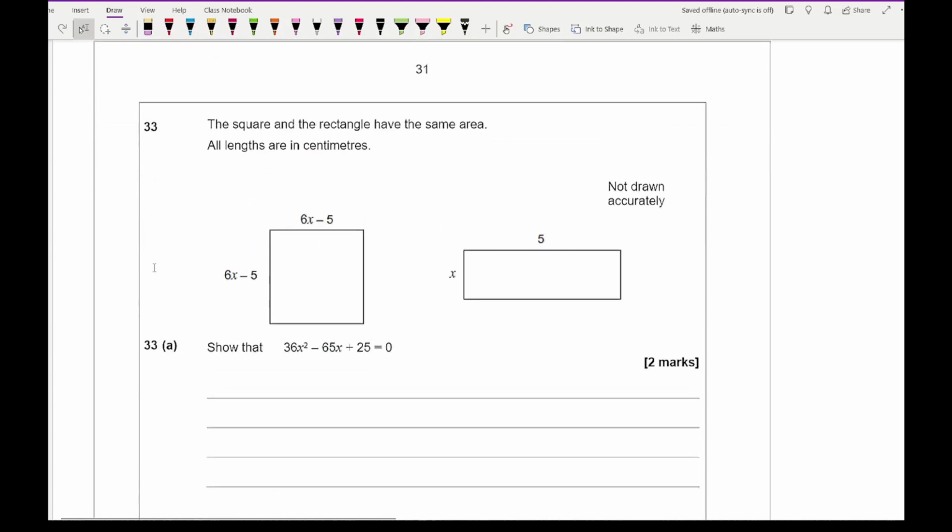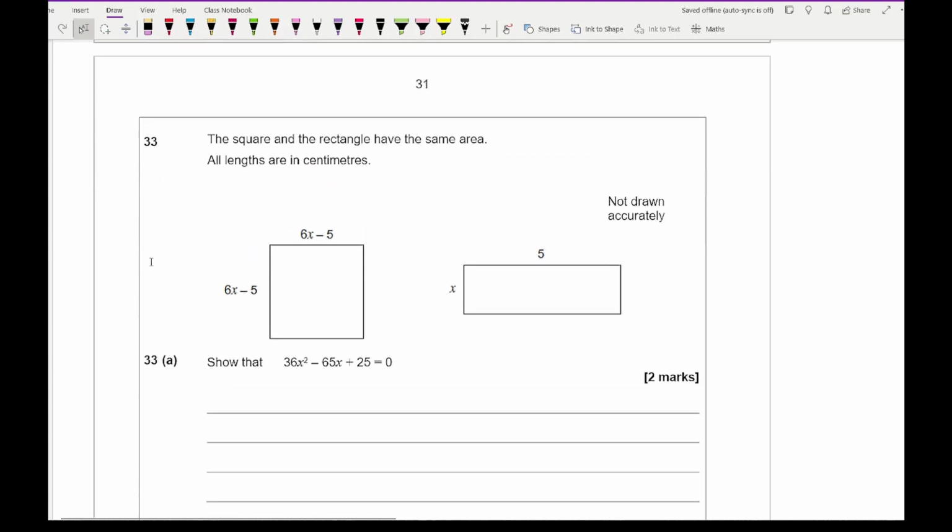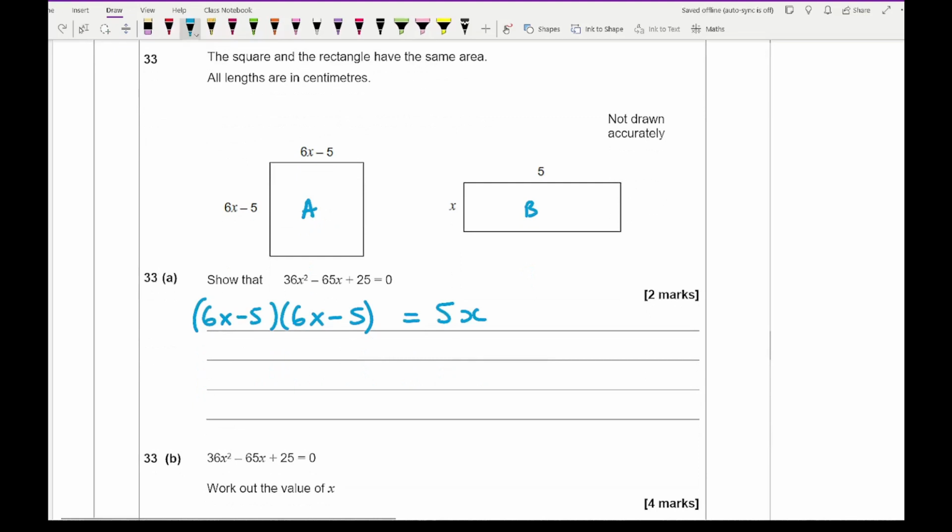Then moving on to question 23, it says the square and the rectangle have the same area. All lengths are in centimetres. Show that 36x squared minus 65x plus 25 equals 0. So first of all, let's work out the area of A. So that's going to be 6x minus 5 multiplied by 6x minus 5. Now that's going to be equal to the area of the rectangle, which is 5 times x. So then all that's left for us to do is expand the brackets and make it equal to 0.